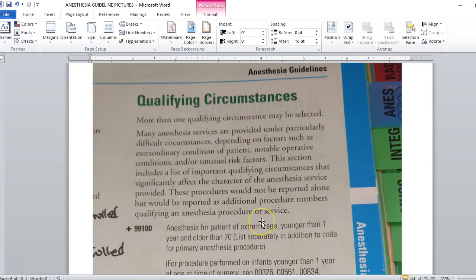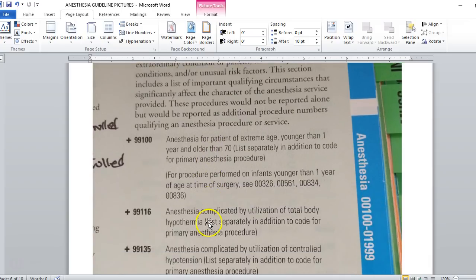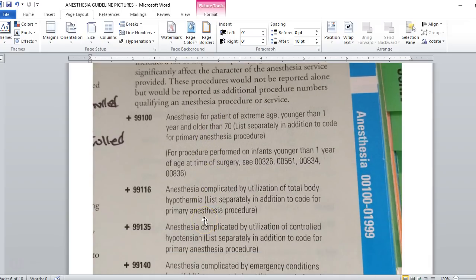So these are next to our physical status modifiers. Again, more than one qualifying circumstance may be selected because multiple of these conditions can be happening in the same patient at the same time. They talk about the importance of describing these patients. 99100 is for children younger than 1 and people older than 70.